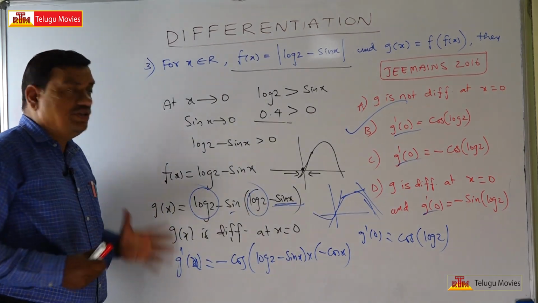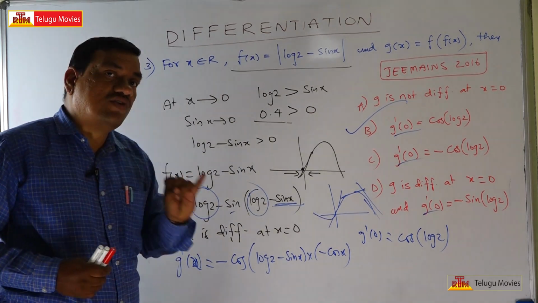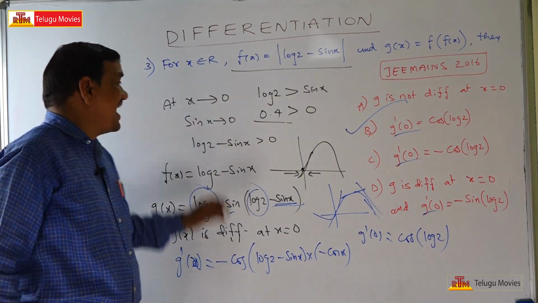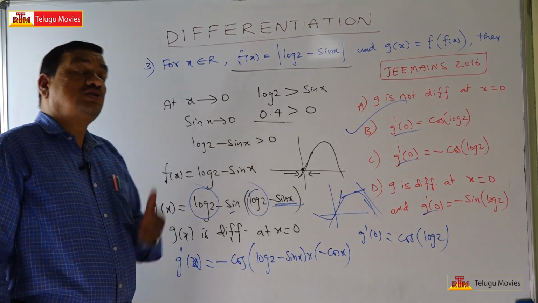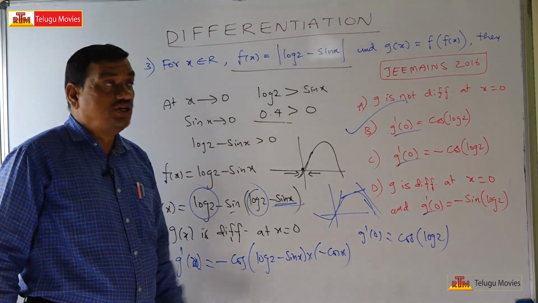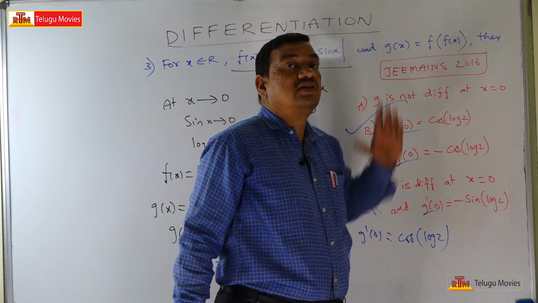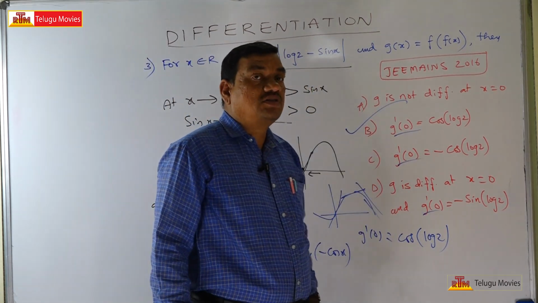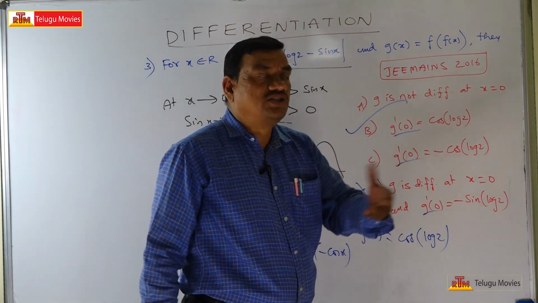Understand this? So, in this problem, the first thing you have to learn is log 2 is greater than sin x as x value tends to 0. Sir, who told x value tends to 0? It is given in the problem. Is it given in the problem? No. See the options. All options are differentiable at x is equal to 0.